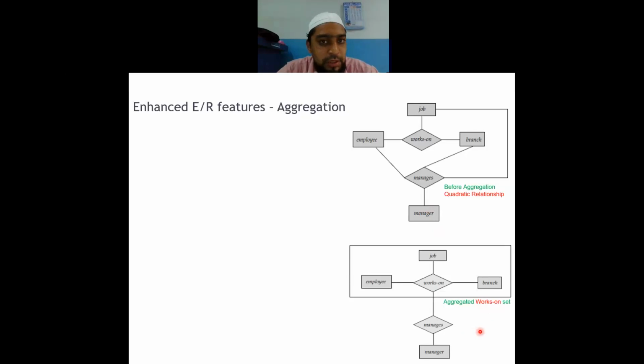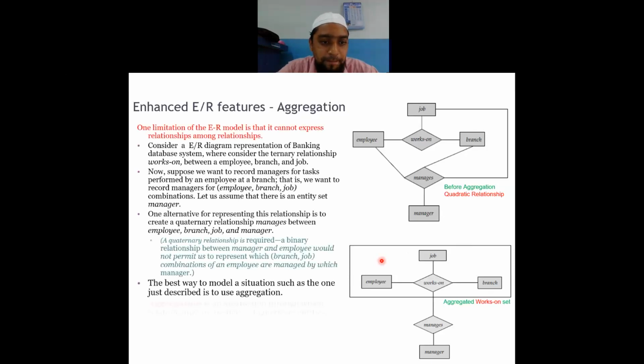The below diagram is doing the same. So whenever we want to say aggregation, it is a process of combining multiple entities and relationships, trying to relate it with another relationship. Clear? So we'll try to combine them into one single relationship here. What's the definition? Aggregation is an abstraction through which relationships are treated as higher level entities.